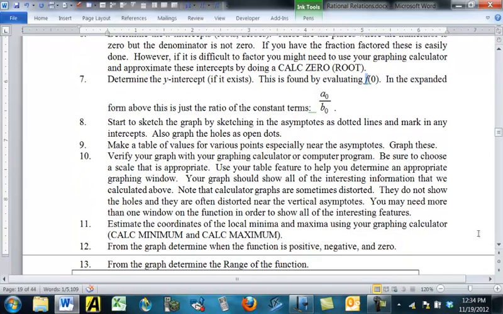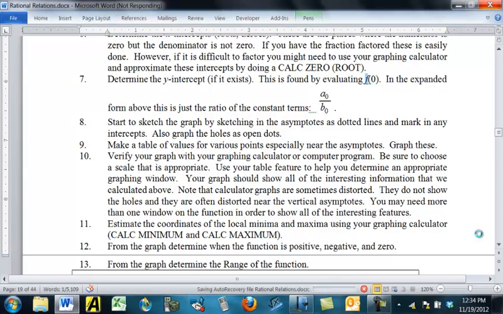Be sure to choose a scale that's appropriate. You can sometimes use your table feature to help you determine the graphing window. And your graph should show all the interesting information. It should show the asymptotes and the holes, if there are any, both vertical and horizontal. Should show the end behavior. Should show your relative extrema, the x and y intercepts, inflection points.